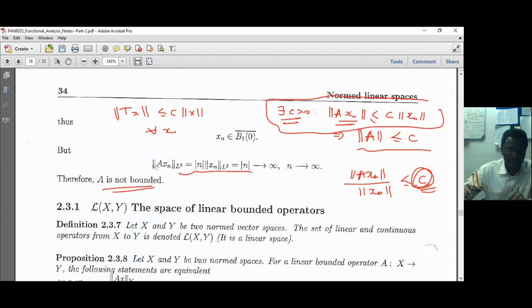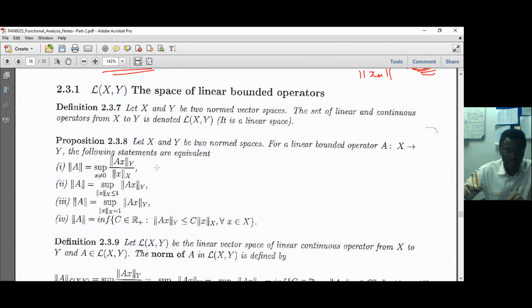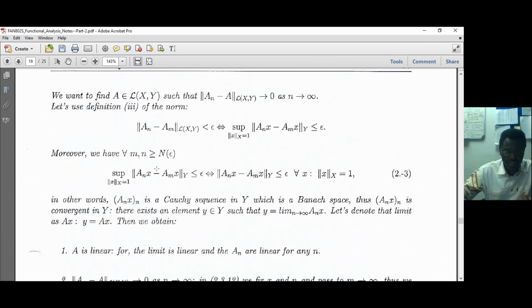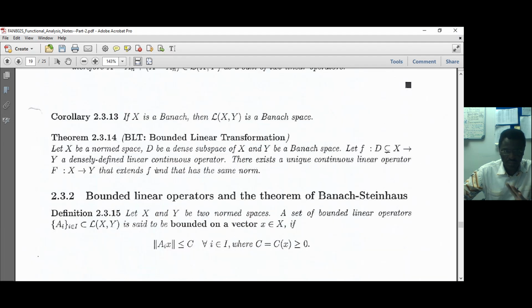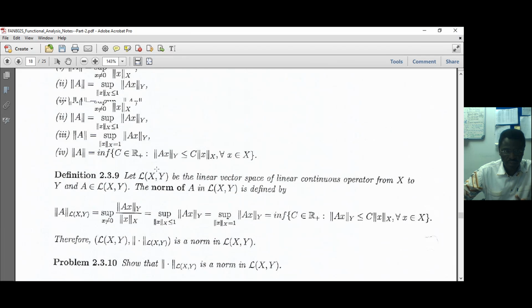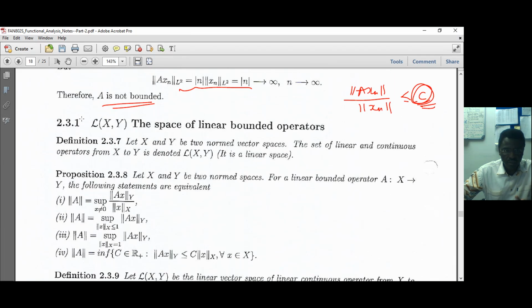Good. I plead with you to read this. I will not read this for you. I can only explain. Now, I will talk about this space. Oh, sorry. Now you see that we have a new space here. We have a new definition here.